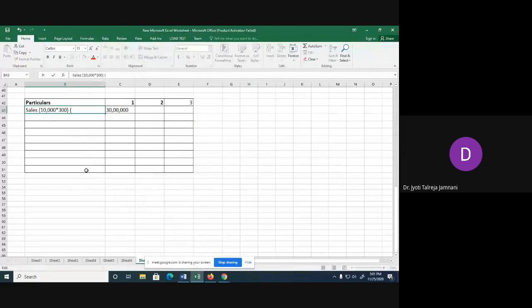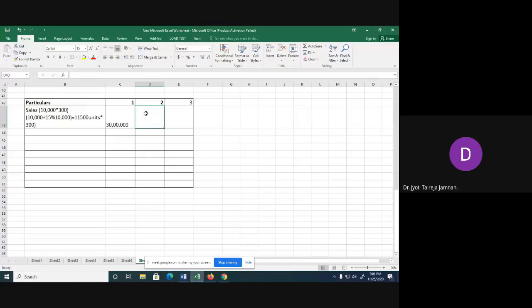So the sales will increase by 15%. That means already 10,000 units plus 15% of 10,000 units. So how much would be the sales? 15% of 10,000 is 1,500, right? So 11,500 units. 11,500 units will be the sales into 300 rupees is the selling price. So 11,500 into 300, 34 lakhs 50,000.